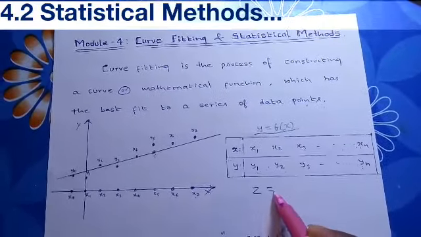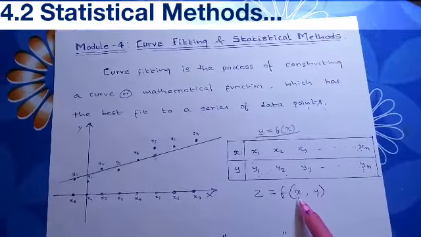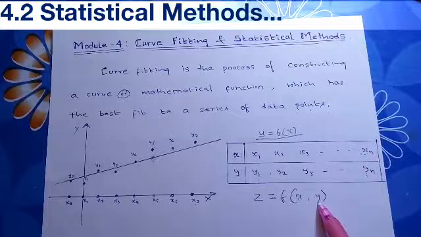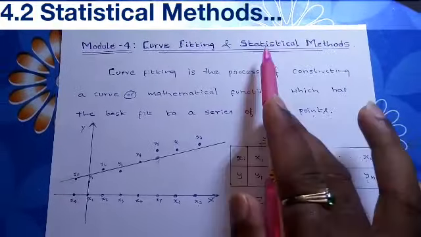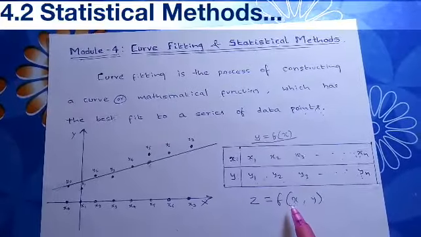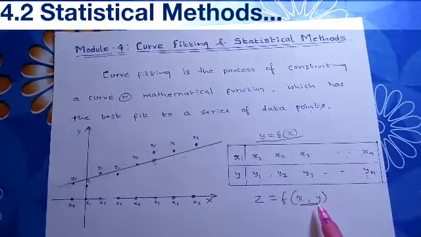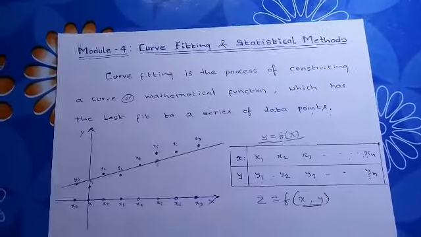Suppose z is a function of two variables f of x comma y, then x and y are independent variables. So in statistical methods, we have to discuss the method of defining the relation between two or more independent variables. That is the concept called correlation.